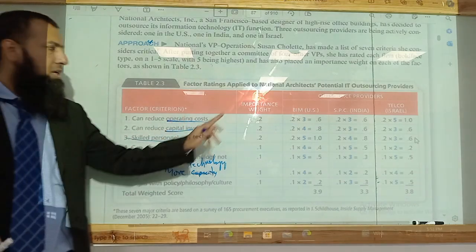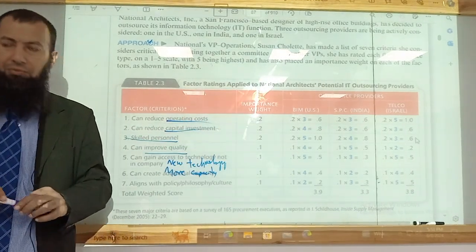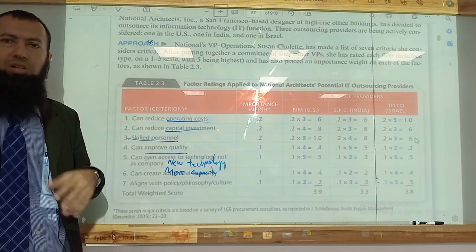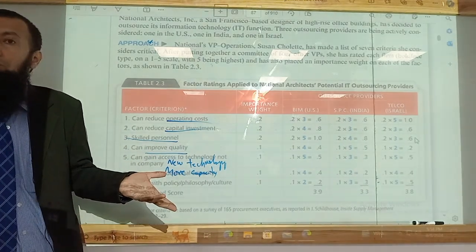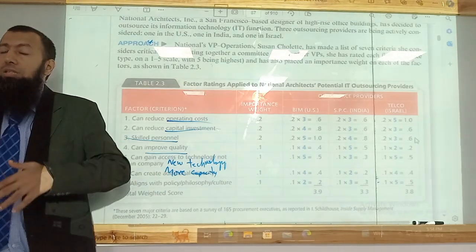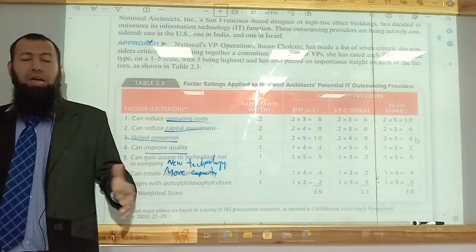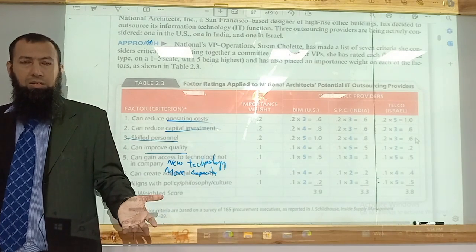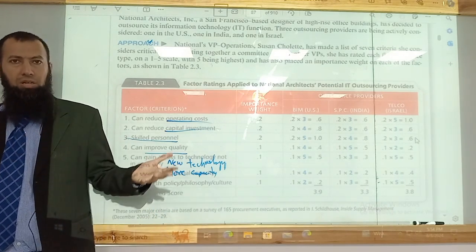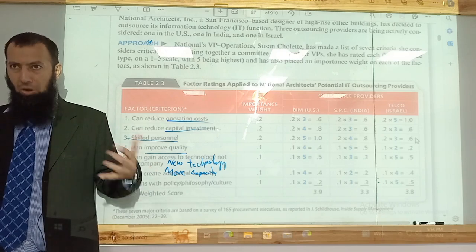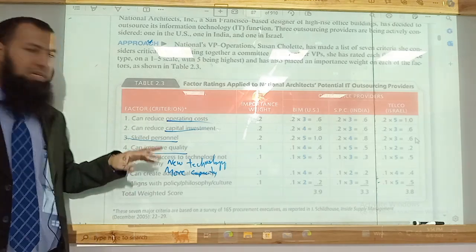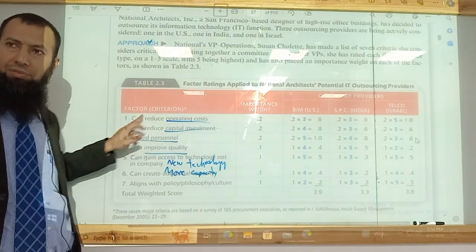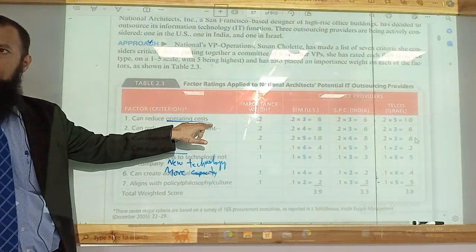You give importance weightage, which one is more important to you. Not every criteria is important. For example, cost is not very important. Why? Because we have a differentiation. Our comparative advantage is differentiation. People give us a better price because of our differentiation. So you give less weight to the operating cost.